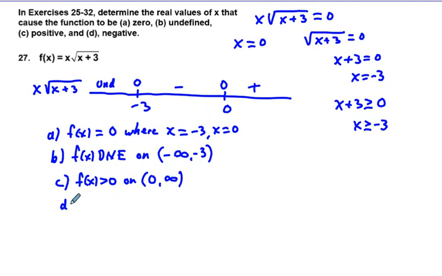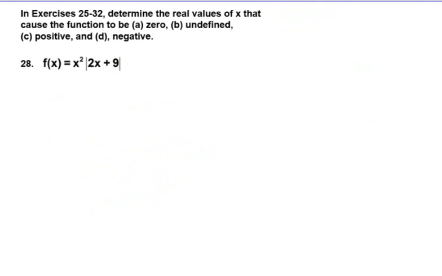And finally D, f of x is less than 0 on an interval of negative 3 to 0. So that's going to be problem 27. Let's go to the next problem, which is 29.